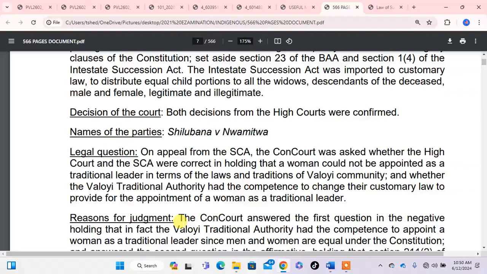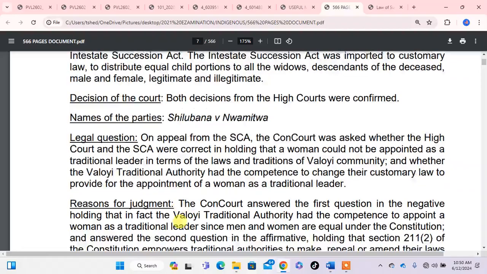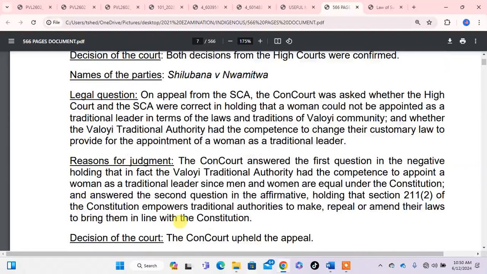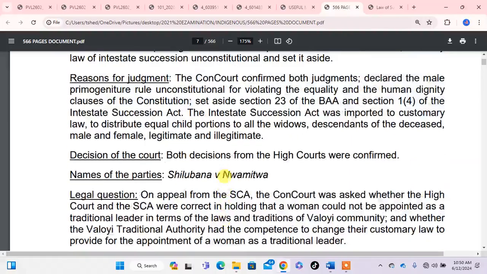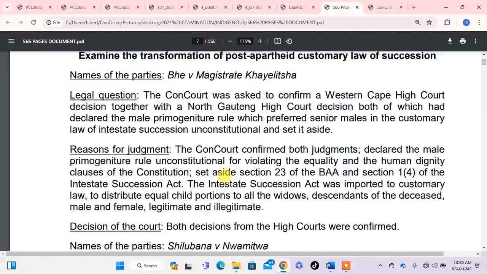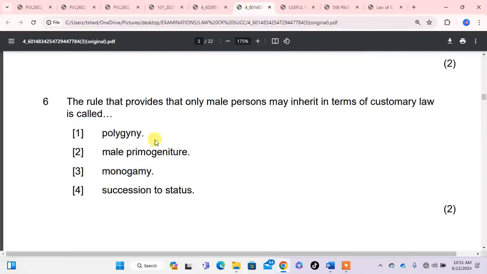This was also confirmed by the case of Shilubana versus Nwamitwa, where Nwamitwa was the first woman to be appointed as a traditional leader of the Valoyi tribe. So it's very important to know about these cases, that transformation of a post-apartheid law of succession in the customary law. It's very, very important. Then let's go to another question.